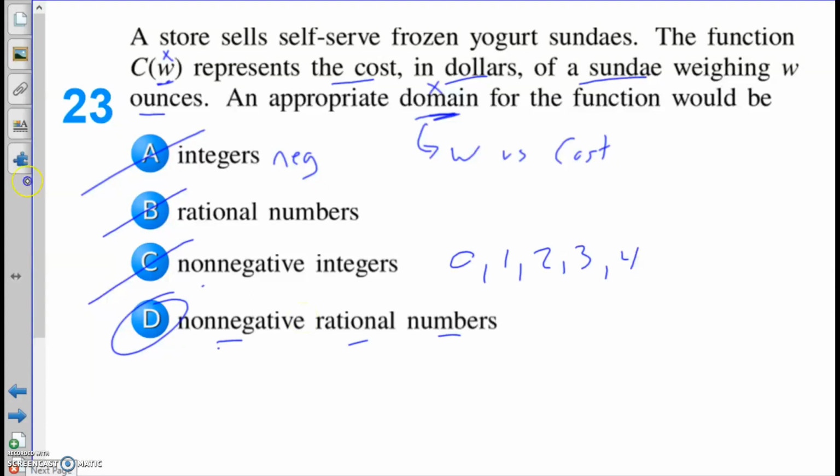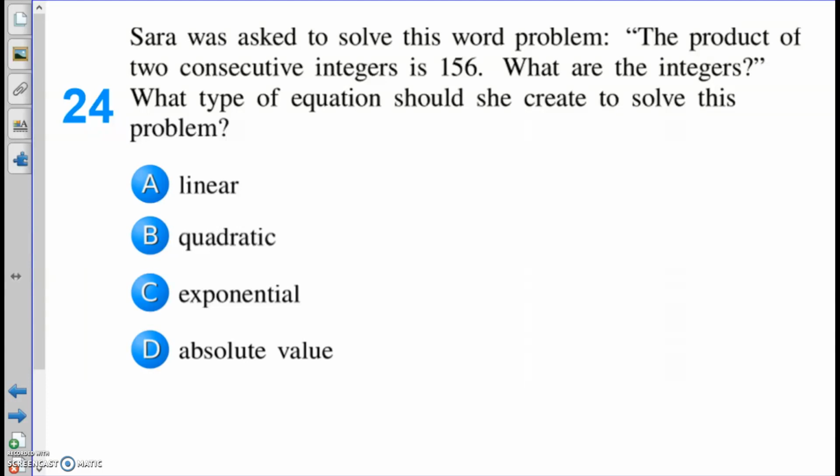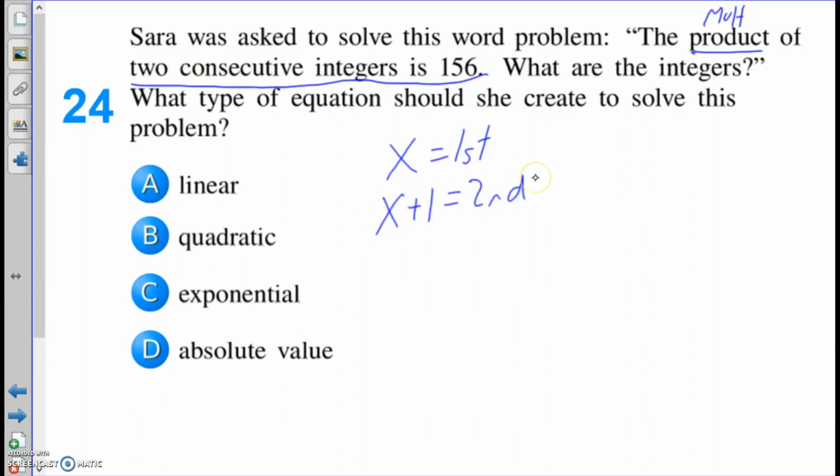All right, number 24, the last part 1 question, last multiple choice. Sarah was asked to solve this word problem. The product of 2 consecutive integers is 156. Product. Remember, product means multiplication. Now, consecutive integers, the way that always works out is you let the x equal the first integer, and then if it's just consecutive, x plus 1 equals the second integer. Consecutive integers are like 5, 6, 7, 8, just in a row.